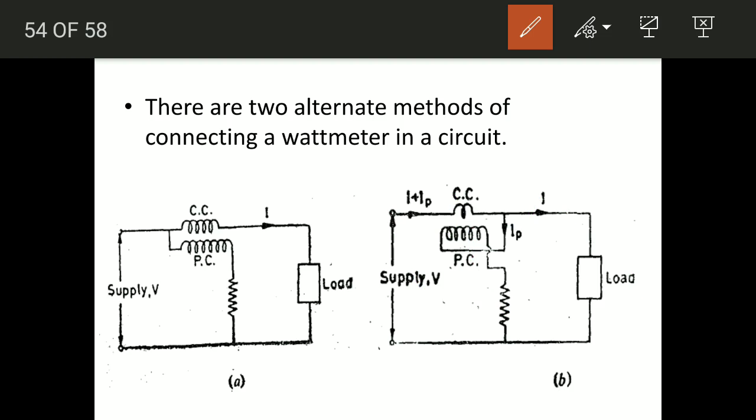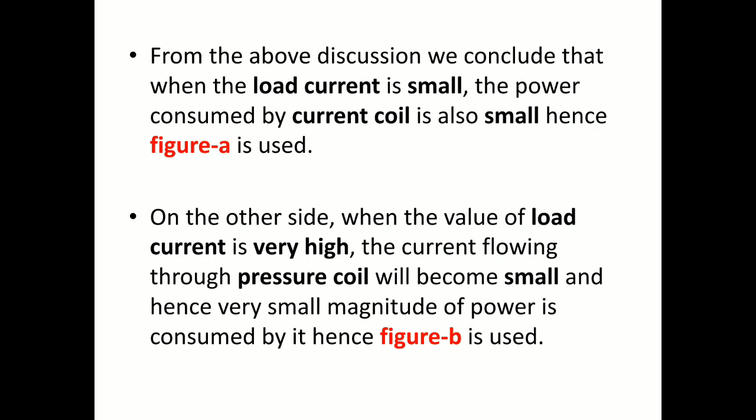So the conclusion is that when the magnitude of load current is very high, we need to go for this connection, because when the load current is high, the value of current flowing through the pressure coil is at the minimum possible value. It will consume a small amount of power. That is the reason the reading of wattmeter is very close to the actual, or true, value of power consumed by load. On the other hand, if the magnitude of load current is small, then the power loss across the current coil is at the minimum possible value. Therefore, the reading of wattmeter is close to the true value of power consumed by load. So the same thing is mentioned on this slide.